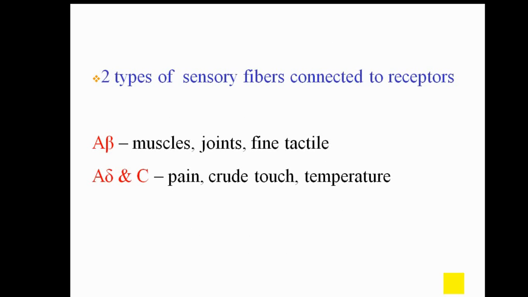There are two types of sensory fibers connected to the receptors. A beta fibers concern muscles and joints and carry fine tactile sensation, while A delta and C fibers concern pain, crude touch and temperature.